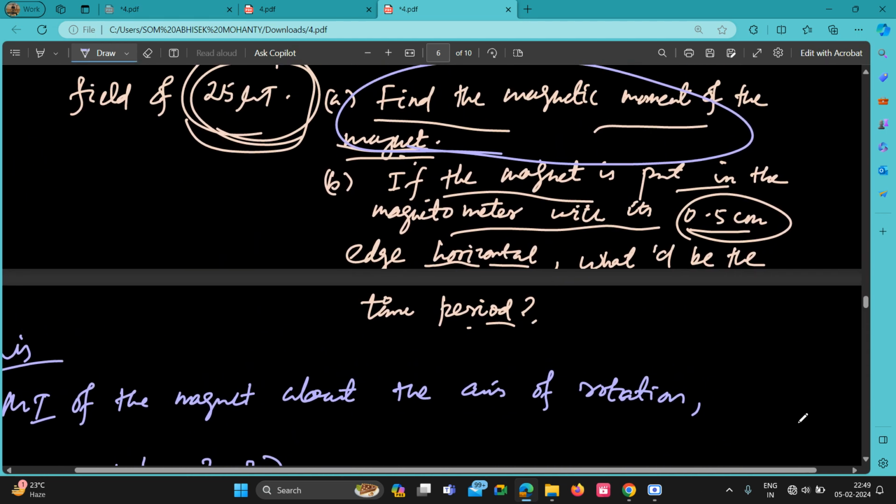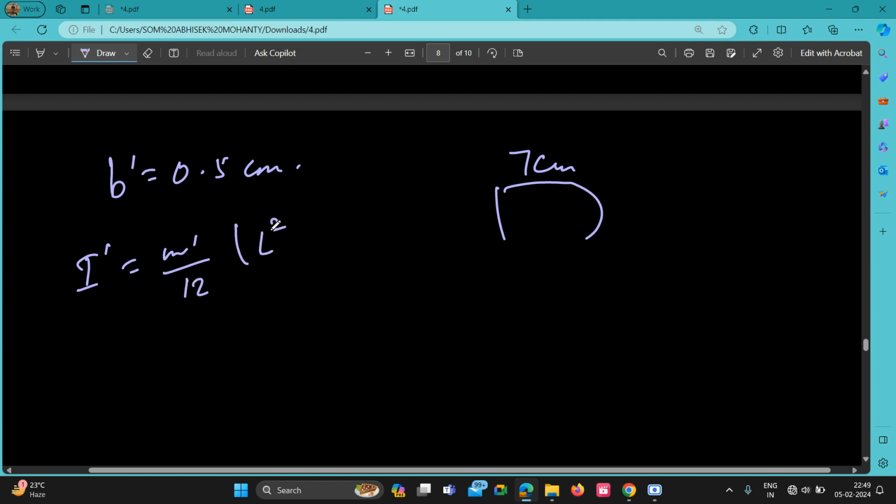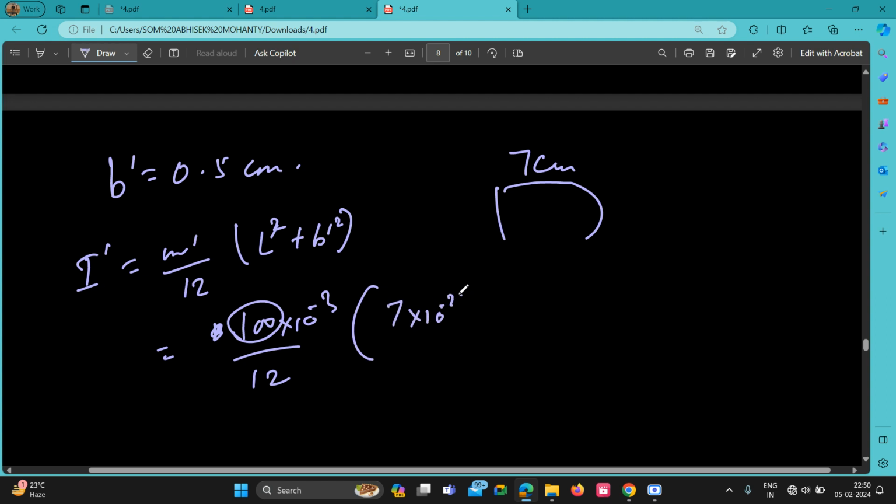Now, what is the next question? If the magnet is put in the magnetometer with its 0.5 centimeter edge horizontal, what will be the time period? Okay, so here the edge is horizontal. 0.5 centimeter is now the breadth, but the length remains the same, 7 centimeter. So here I dash will be m dash by 12 into (L dash square plus B dash square). m dash is whatever it is, you just put it. L dash is as usual 7 into 10 to the minus 2 square, plus B, 0.5 into 10 to the minus 2 square.